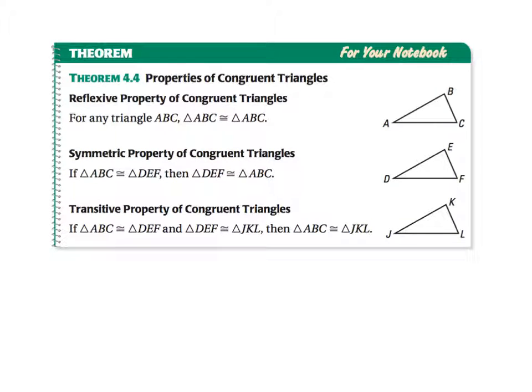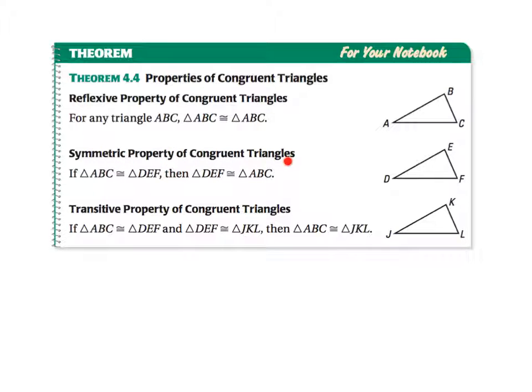Our last slide is just some theorems which should be familiar to you. Remember our RST 1, 2, 3? Those apply to congruent triangles. So we have the reflexive property for congruent triangles. Basically, it just states that triangle ABC is congruent to itself, triangle ABC. Remember, RST 1, 2, 3, there is one statement, one congruent sign.